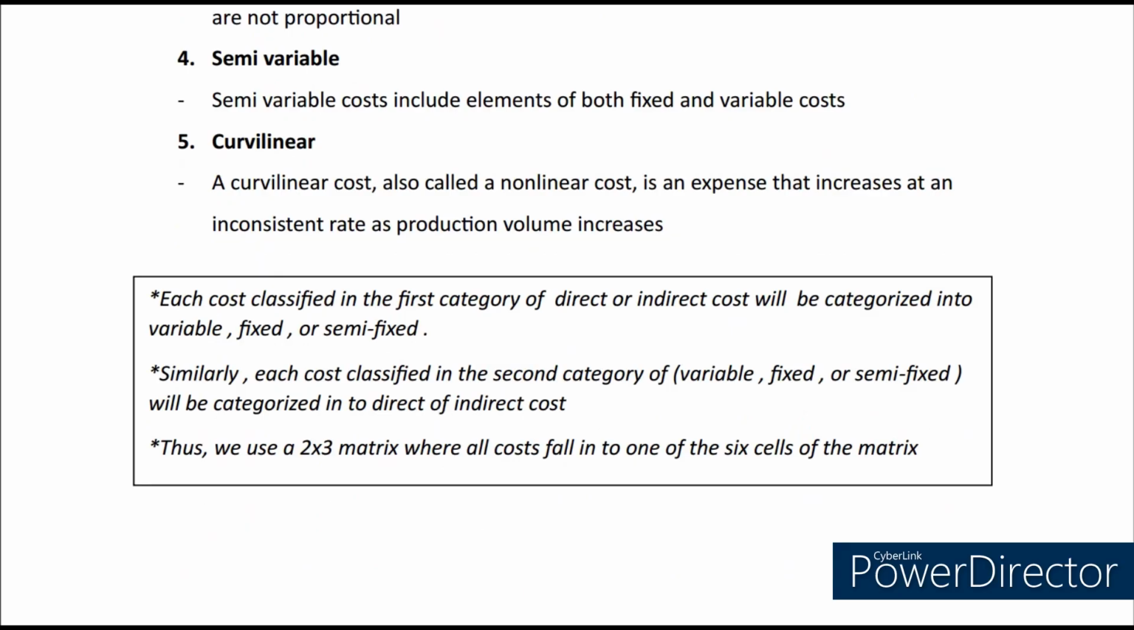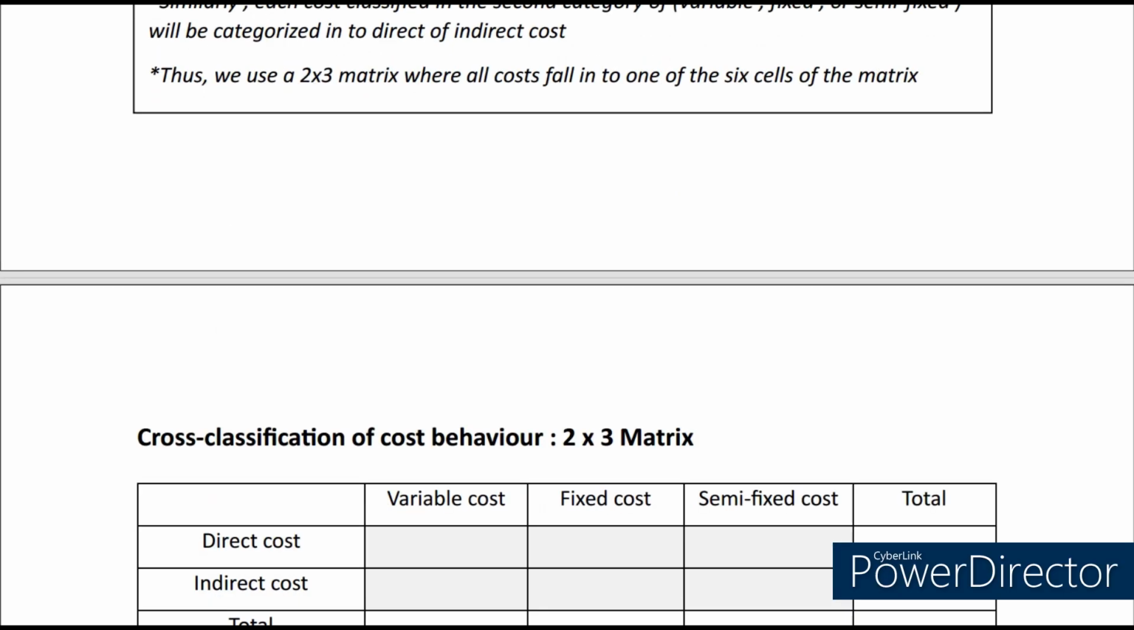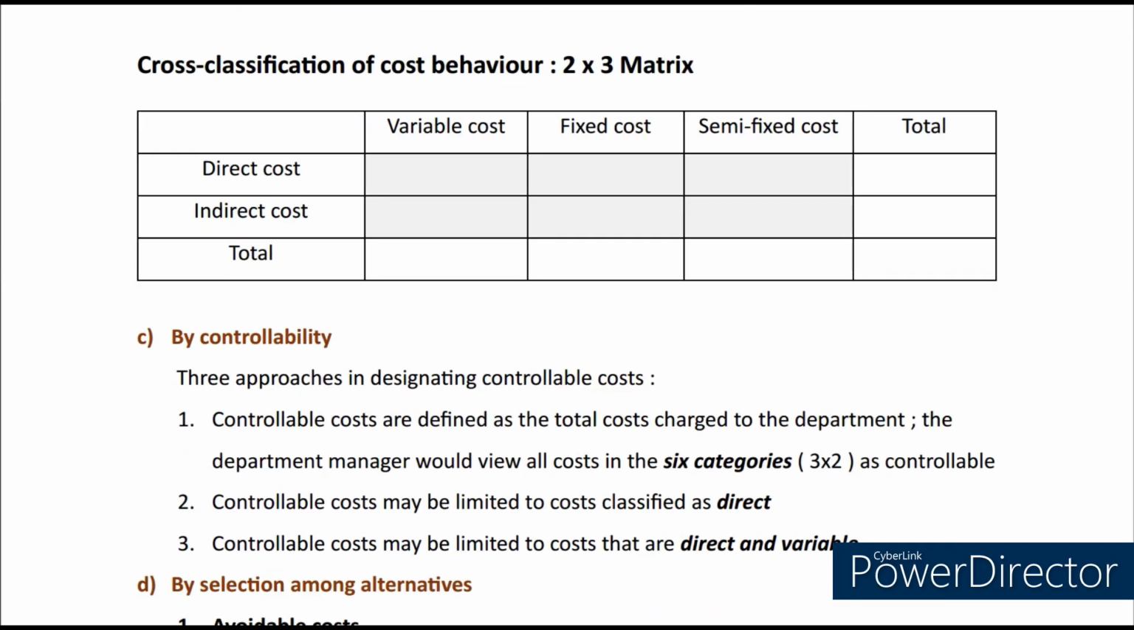So each cost classified in the first category of direct or indirect cost can be categorized into variable, fixed or semi-fixed. And similarly, each cost classified in the second category of variable, fixed and semi-fixed will be categorized into direct or indirect cost. So that means we use a 2 into 3 matrix where all costs fall into one of the 6 cells of the matrix. So this is how the cross classification of cost behavior is done. So it is basically a 2 into 3 matrix where on the left side you can see direct and indirect cost, where in the columns you can see the variable cost, fixed cost and the semi-fixed cost.